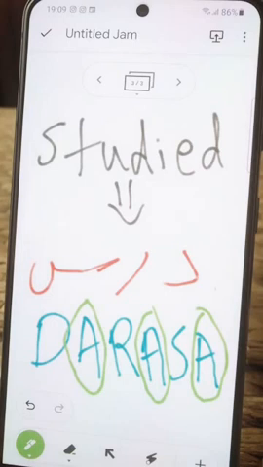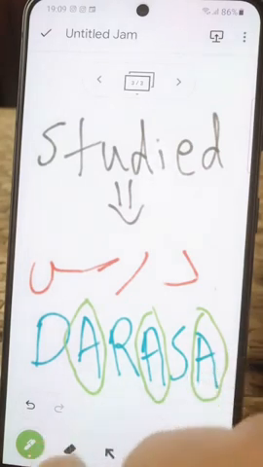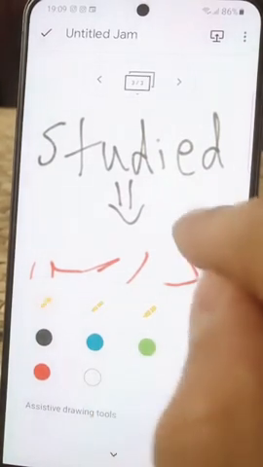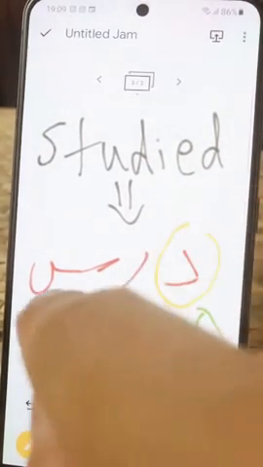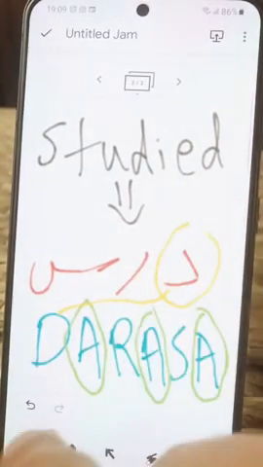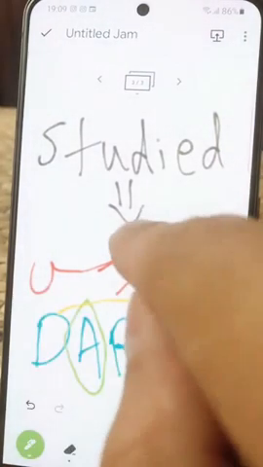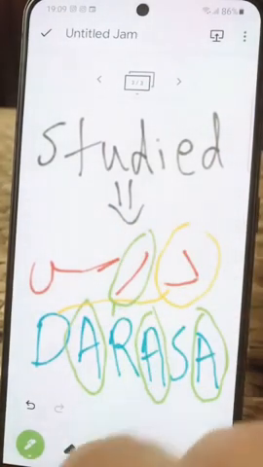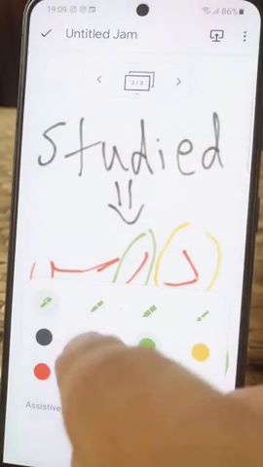Because we have this system where we add da, ra, sa. So those small dashes, they tell me to say da instead of do or instead of di.